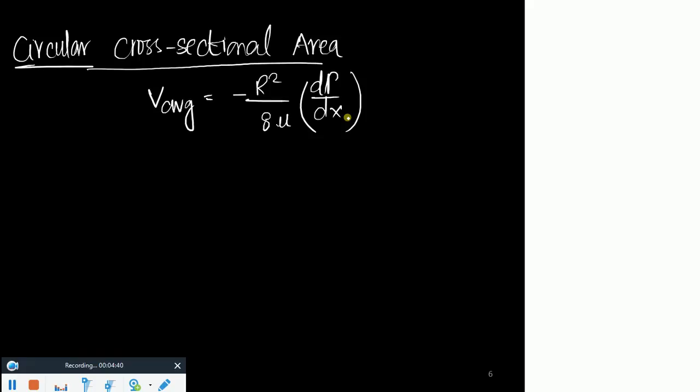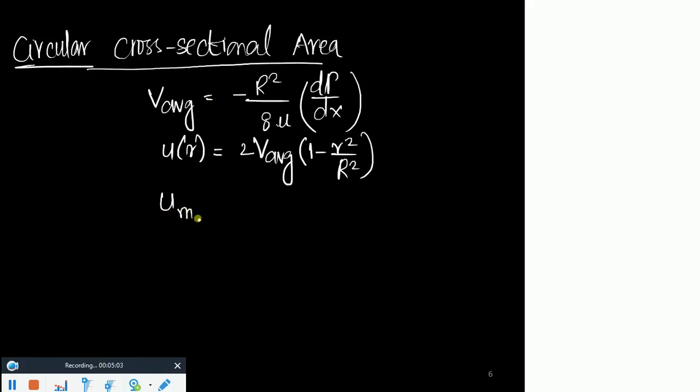Remember, I am not doing the derivation because I have already done that in fluid dynamics course. Okay. So this was V average. And U of r can also be written as 2V average times 1 minus r square over R square, by just plugging those numbers back into this U of r profile, and the Umax was equal to 2V average. And this is only true for circular tubes and that with laminar flow.